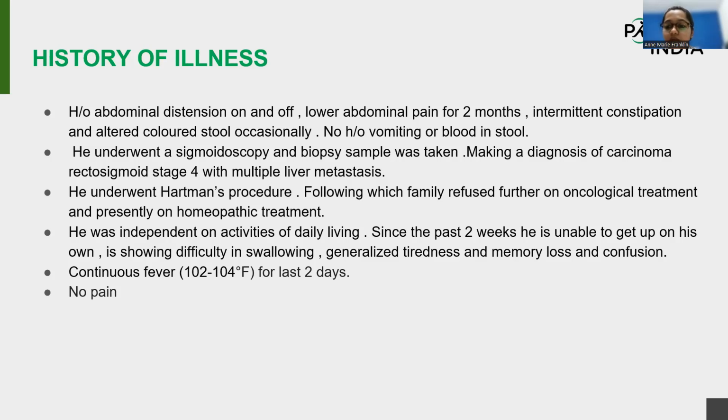The family refused oncological treatment because of his poor prognosis, and they're presently on homeopathic treatment. He was very independent and did all his activities on his own, but for the past 2 weeks he's unable to get up on his own and is showing difficulty in swallowing, generalized tiredness, memory loss, confusion, etc. And he's having a continuous fever of 102 to 104 degrees Fahrenheit for the last 2 days, and there is no associated pain with him.